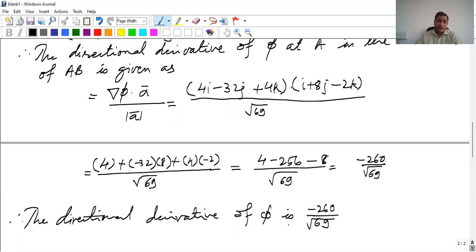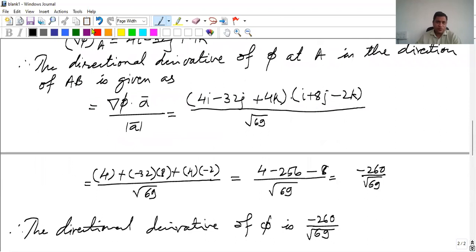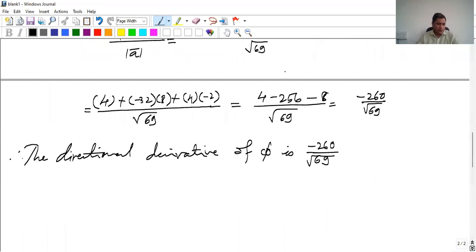So all of you got this example? Yes, sir. Is there any doubt in this example? No, sir. Okay, good, all of you are done with this example. So let us try some other example.